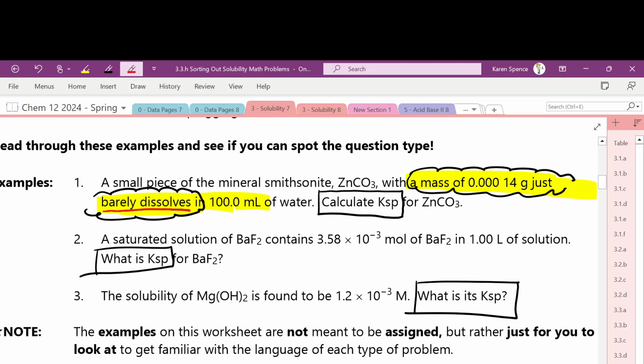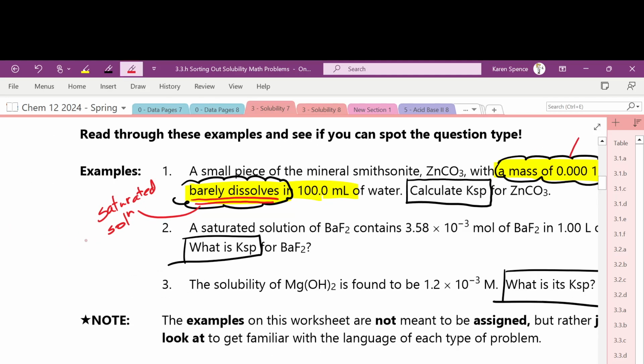If we're told that it just barely dissolves, what is that? That is, well, it's low solubility, but what else? Pardon me? It means it's saturated. Okay, so if it barely dissolves, that means it is a saturated solution. And if it's a saturated solution, then that is the solubility.